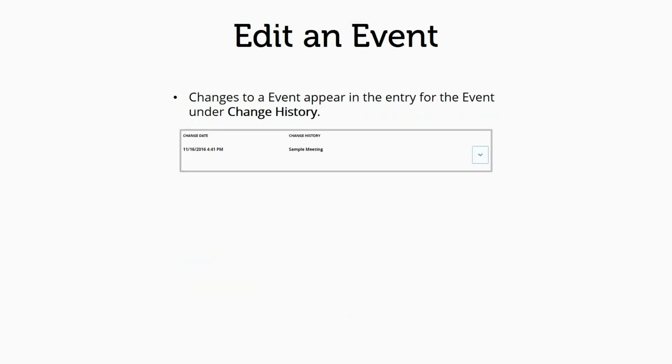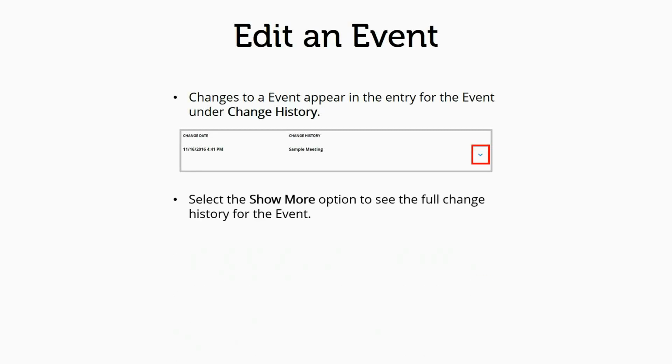Connecticut law requires that any changes made to a scheduled event be reflected and retained in that event's information. These changes will be in the change history at the bottom of the event information screen. You can select the Show More icon next to the change history entry to view these changes.